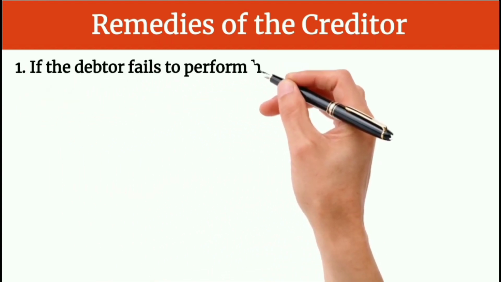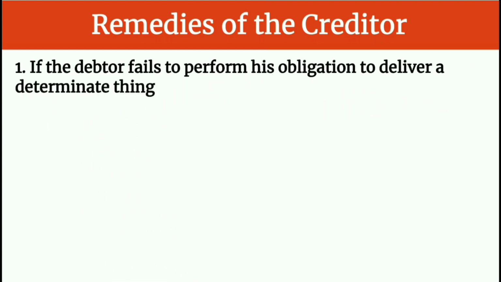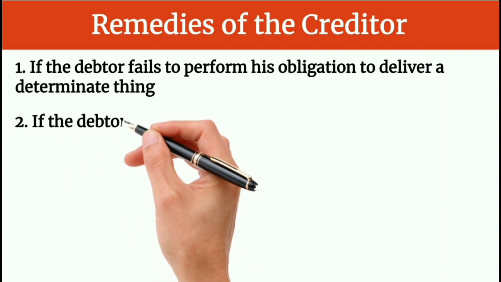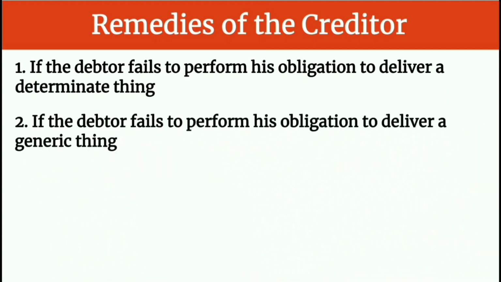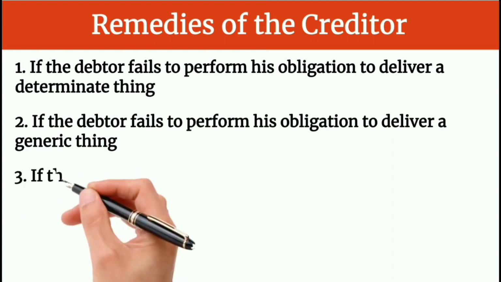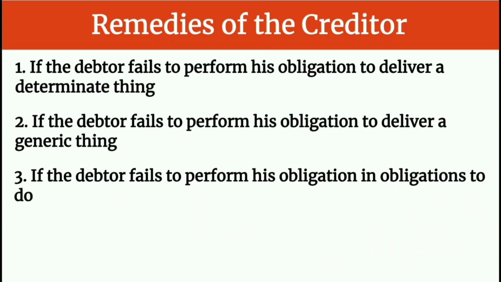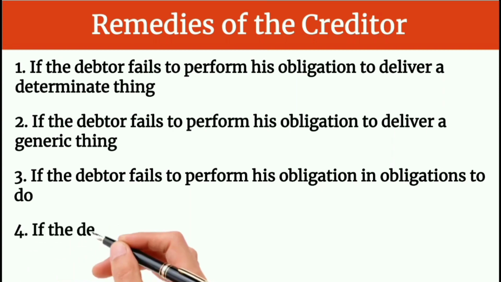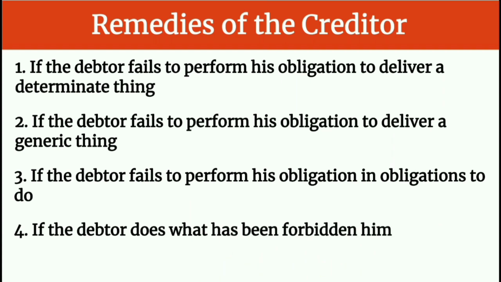What are the remedies of the creditor if the debtor fails to perform his obligation to deliver a determinate thing? What are the remedies of the creditor if the debtor fails to perform his obligation to deliver a generic thing? What are the remedies of the creditor if the debtor fails to perform his obligation in obligations to do? And what are the remedies of the creditor if the debtor does what has been forbidden him? Let's start with number 1.